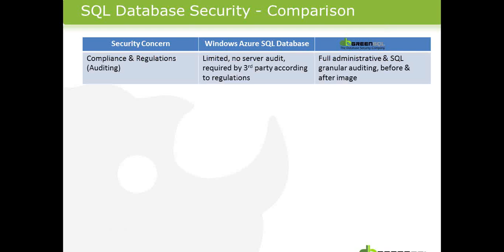First is compliance and regulations. As I said, there is no server audit in Windows Azure SQL Database. It is very limited. You don't see when there is an unsuccessful login attempt. And by many of the regulations, auditing must be provided by a third party, not by the database vendor itself. So you usually want to use a third-party tool according to these regulations. GreenSQL provides you with a full administrative and SQL granular auditing and before and after image of the data.